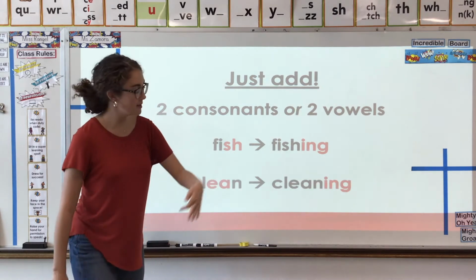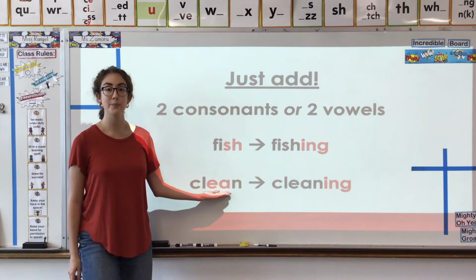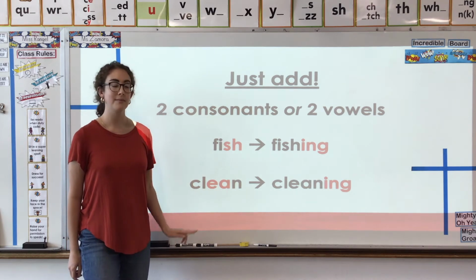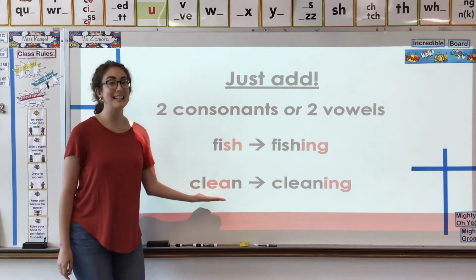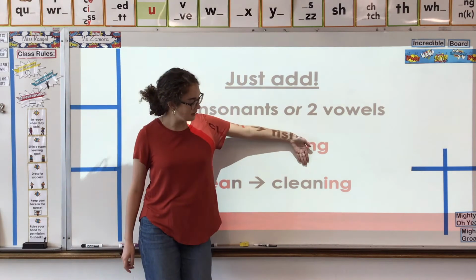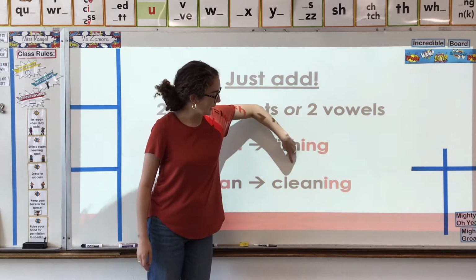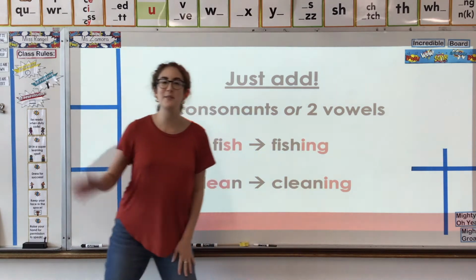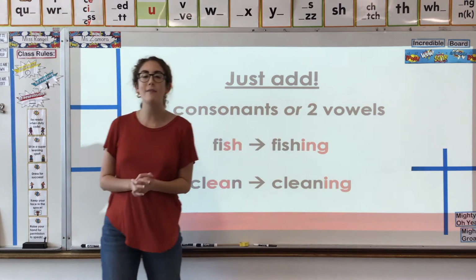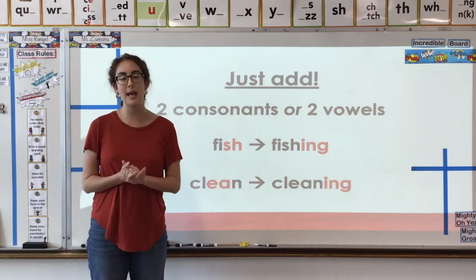Or in the word, what sound does the vowel make? E, so this word is clean. In clean, we have two vowels, a vowel team, so it becomes cleaning, cleaning. All we did was add that suffix because of the vowel team. It followed one of our rules. So this is the simplest way, but only happens in two cases.